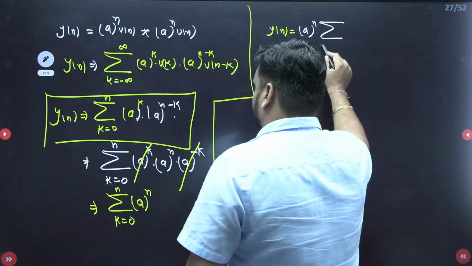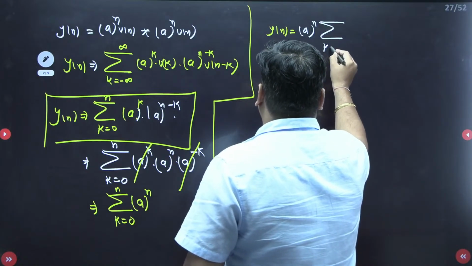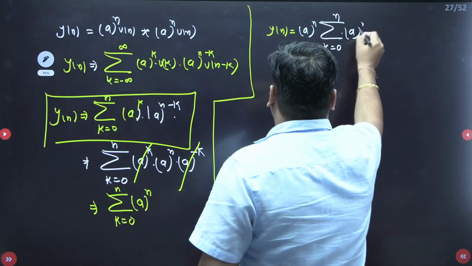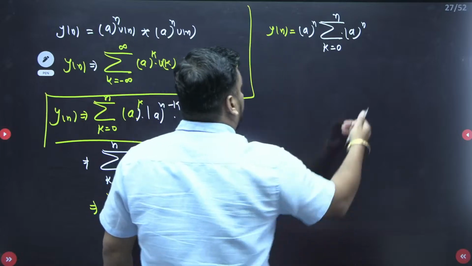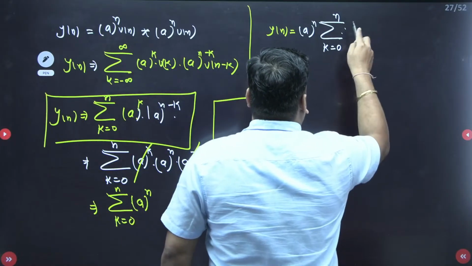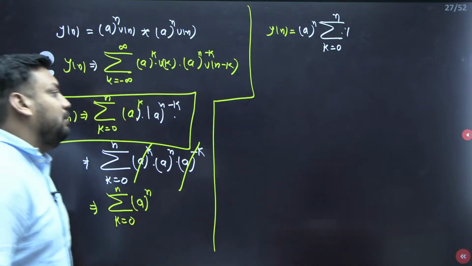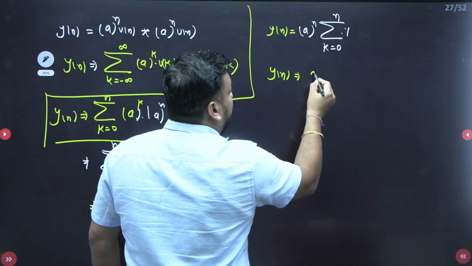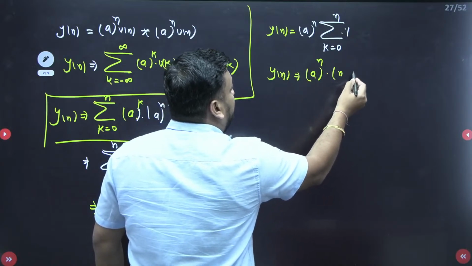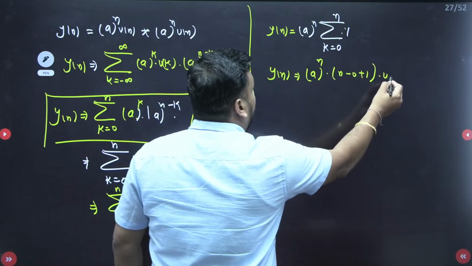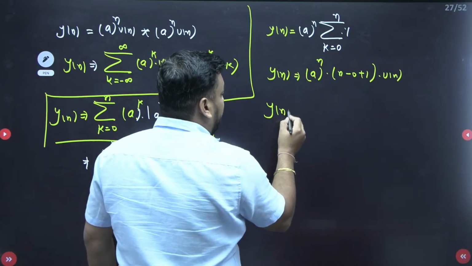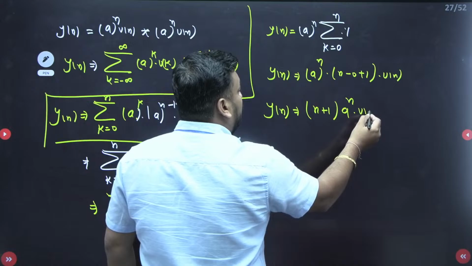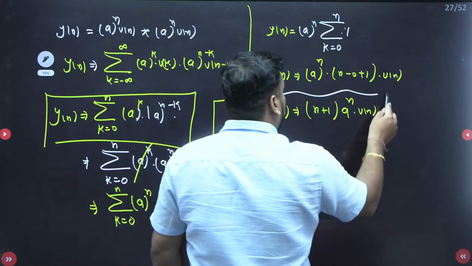Now you can take the sum from k equal to 0 to n. Sorry, a^n is already outside, so here it is 1 only, because of the limit in k. Your final answer y[n] is upper limit minus lower limit plus 1. It means a^n as it is, and n minus 0 plus 1, times u[n] on the right-hand side. So your y[n] answer is nothing but (n+1) a^n u[n].